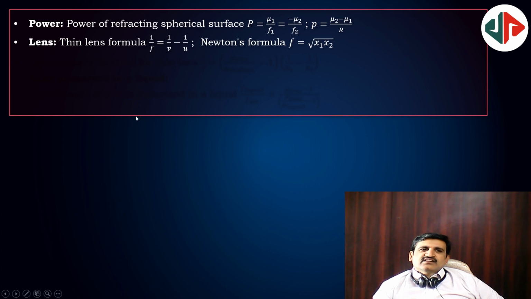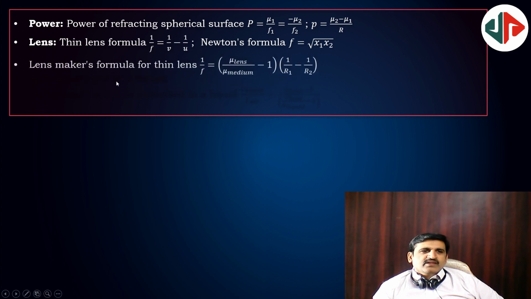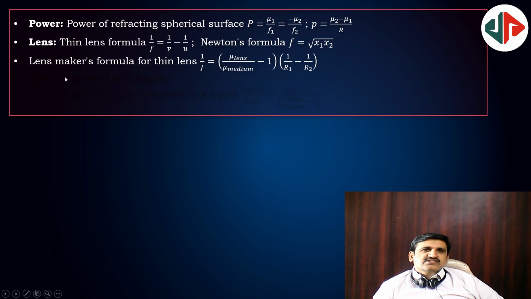Lenses. Thin lens formula: 1 by f equal to 1 by v minus 1 by u. Newton's formula: f is equal to square root of x1 into x2, where x1 and x2 are the distances from the focal points. Lens maker's formula for a thin lens: 1 by f is equal to (mu lens by mu medium minus 1) into (1 by r1 minus 1 by r2).